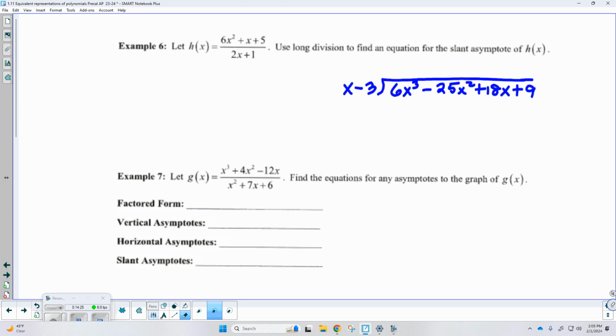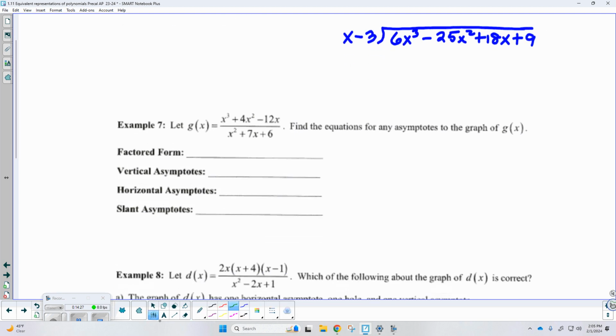So I can still do the same thing. I can take x squared plus 7x plus 6 and divide it into x cubed plus 4x squared minus 12x. And it's going to give me exactly what I need. But sometimes, and this is why I think it's always a good idea, just factor it before. Let's go ahead and do that. Let's factor it before we do this division. Let's see if anything happens. You notice anything about the numerator?